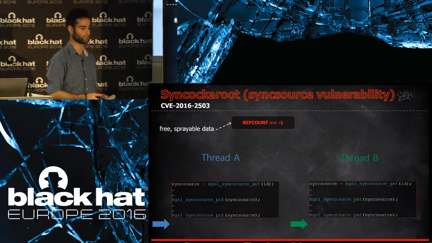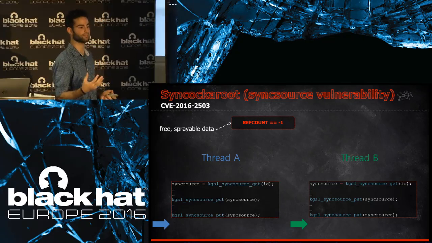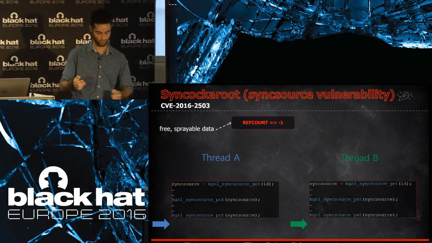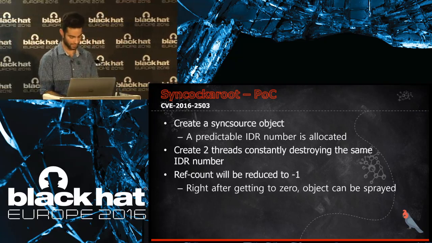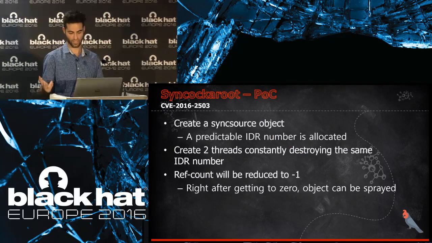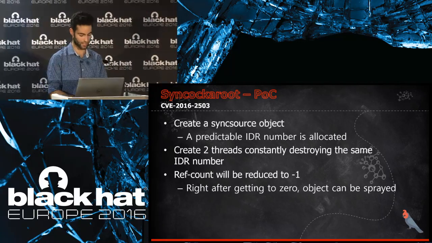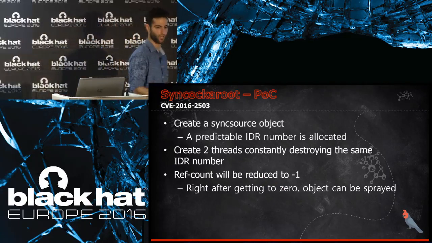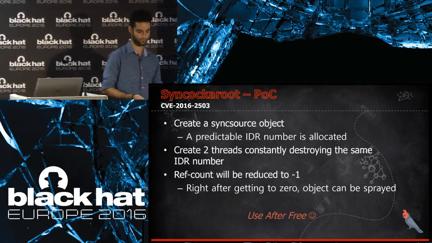So here we can either just drop a ref count for one of our objects, or we can get the system to destroy a different object and maybe control the destruction flow to get code execution. Now again, to summarize it, a very simple vulnerability. We create a sync source object. We know the IDR number. Two threads destroy the IDR, this object. The ref count is reduced to -1. And just afterwards, once it is on 0, we can just spray the kernel memory and have use after free.